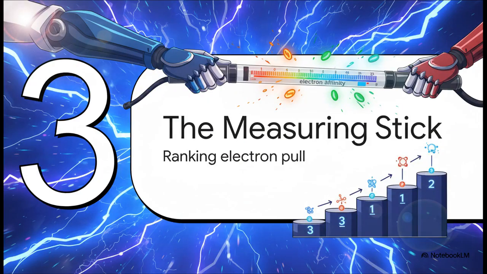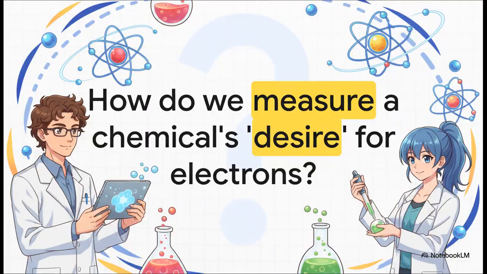So, we've established this electron tug-of-war. But that begs the question, how do we know who's going to win? How can we actually measure and rank that pulling power? This was a huge puzzle for scientists. See, you can't just measure one chemical's desire for electrons in a vacuum. You can only measure the difference in that desire between two of them. So the challenge was, how do you create a universal scale that works for everything?